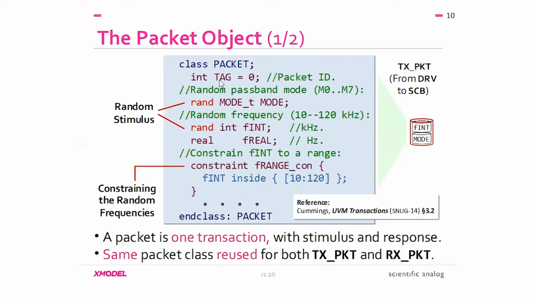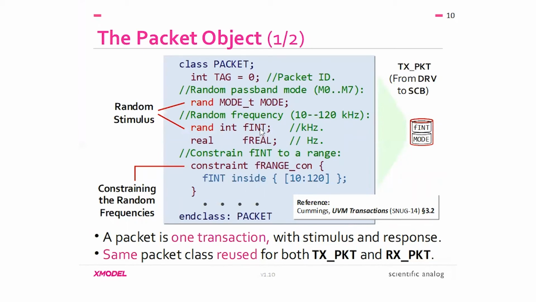So we've talked about the tag. Let's look at the mode. The SystemVerilog qualifier rand declares this as a random variable, and the simulator can then randomize it every time we call the .randomize method, and we'll get one of the 8 possible mode values.